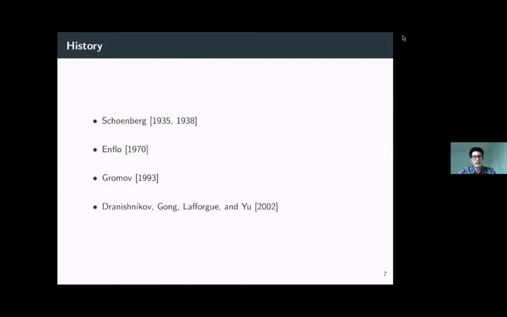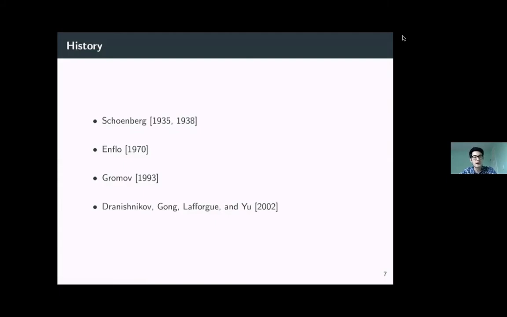And he gave a very concrete characterization of the semimetrics that admit an isometric embedding. In 1970, Enflo answered this open question of Smirnov, which was about whether every separable metric space admits a uniform embedding into L2 of the interval. And he came up with an example where that fails.